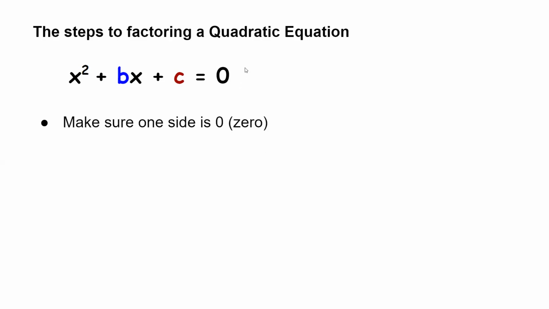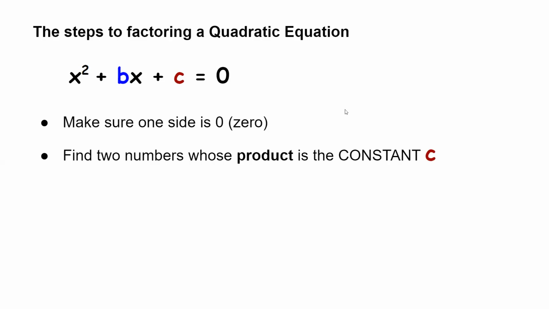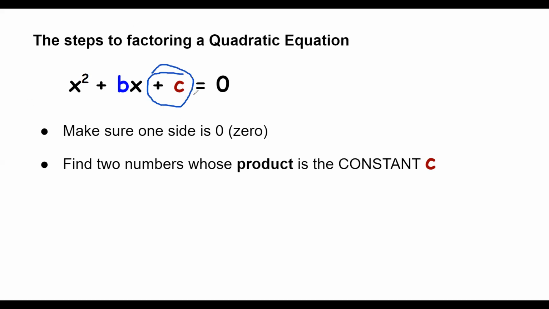Those are colored because they are the keys to factoring. We want to make sure that one side is equal to 0. If not, we want to get it into this form. So you might have to do a little bit of rearranging with algebra. After that, we want to find two numbers whose product is the constant C, including the sign in front of it. So if that was a -5, for instance, we'd be interested in finding two numbers whose product is -5. We want to include that sign.